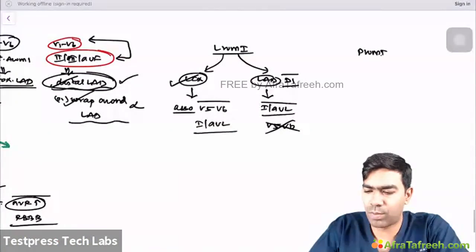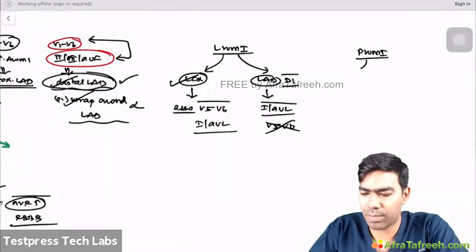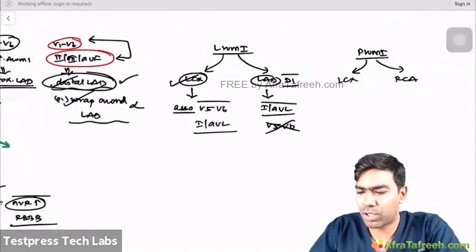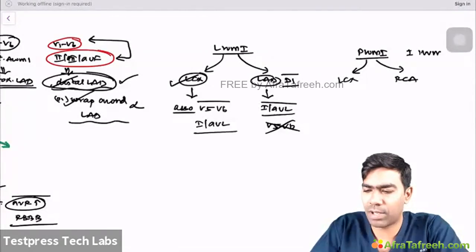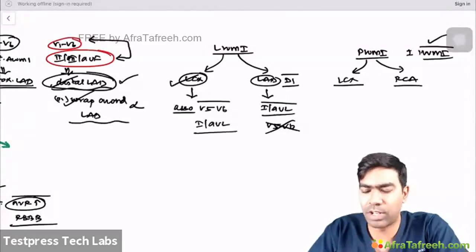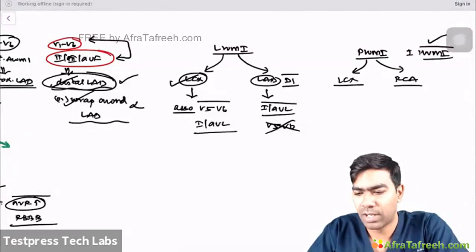And posterior MI. Of course, how will you find out posterior MI? It's very simple. Posterior MI can be due to LCX involvement or can be due to RCA involvement. And posterior MI many times will be associated with inferior MI, because both RCA and LCX supply the inferior wall. So that's a big clue. But whenever it's associated with inferior MI, it goes more towards a left circumflex compared to the RCA. That's something that has to be known.